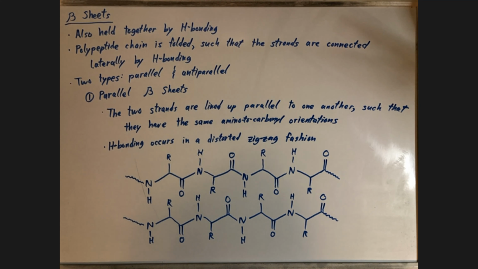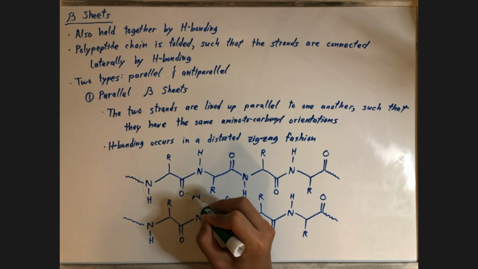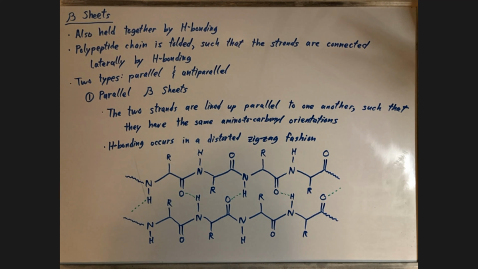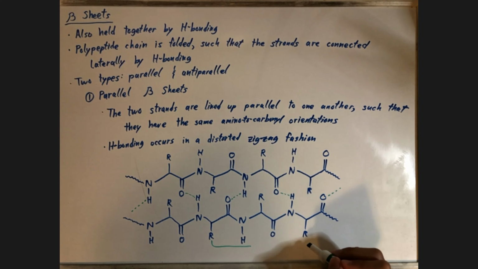So we can have hydrogen bonding over here, here, and here, and then it's also assumed there's also here and here as well. They're just off screen. Another thing to note is that the repeating period for parallel beta sheets is going to be about 6.5 angstroms long.